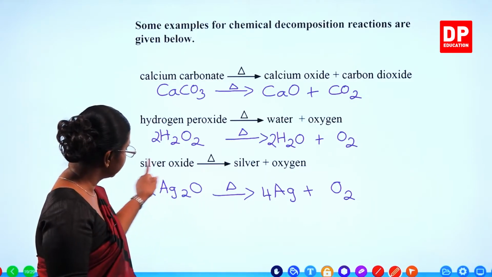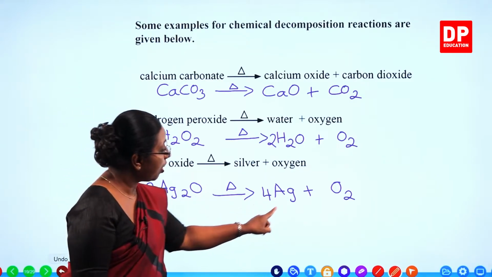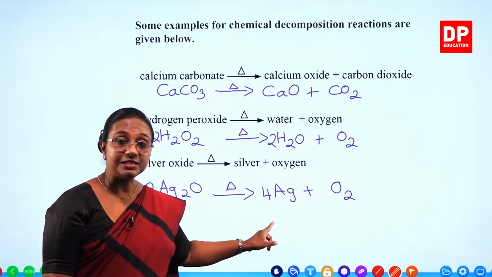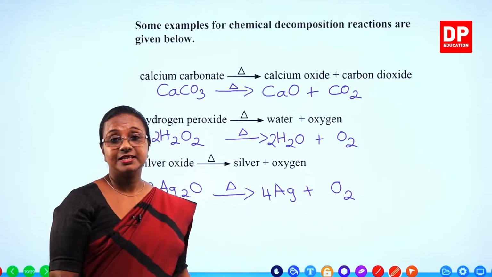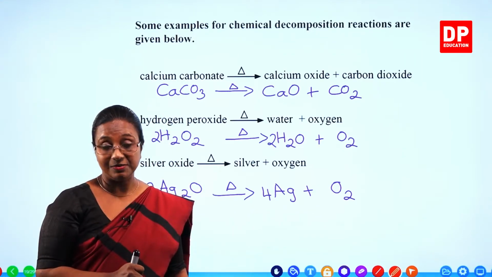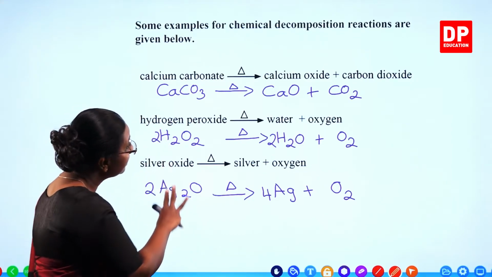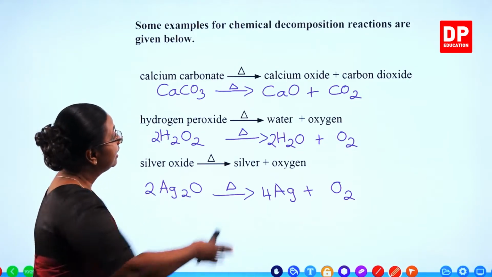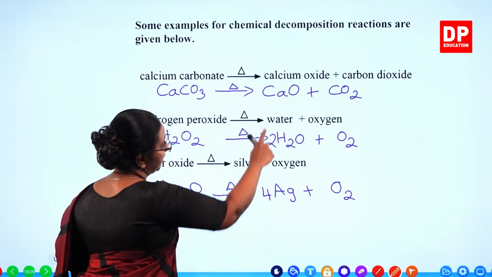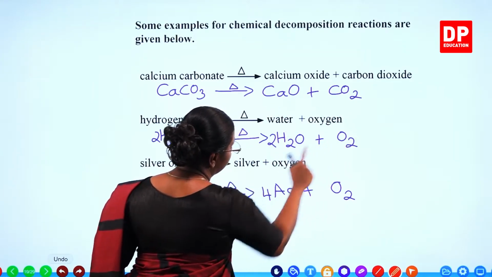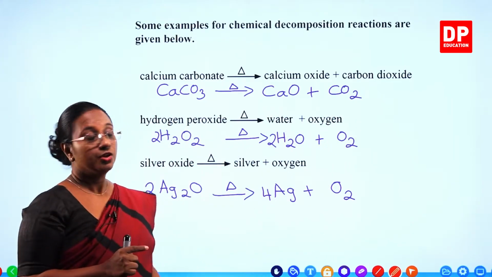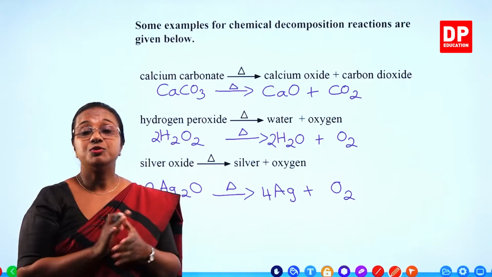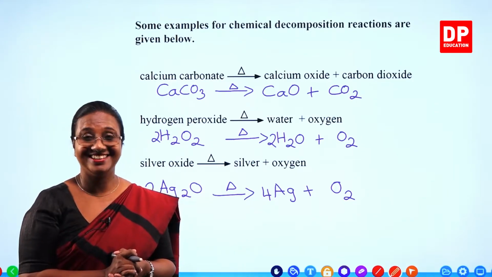So silver oxide is a compound, that is the reactant. On decomposing, it produces 2 elements. Silver is a metal, it's an element, and oxygen is the gas, non-metal, it's also an element. So now we have seen 3 different types of chemical decomposition reaction. Why? Depending on the products. Both are compounds, compound and element, both are elements. All these are chemical decomposition reactions. I am sure you all can understand that clearly.